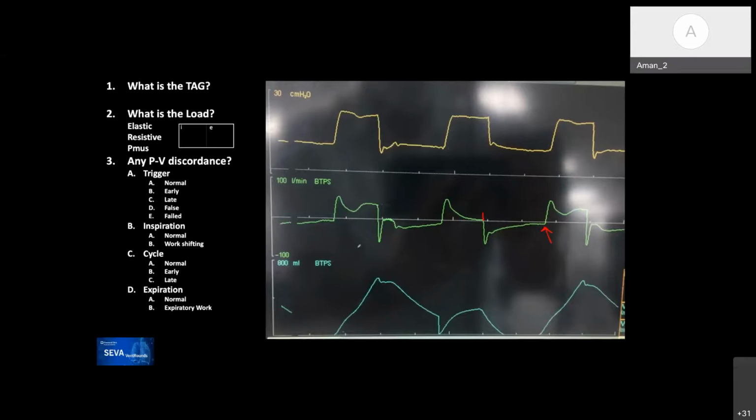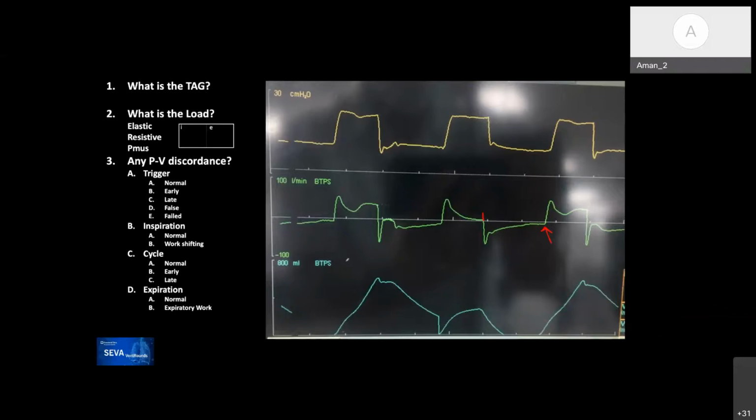And the cycle, it would be early, just because there's reverse triggering. So technically this would be early cycle, but that's more of a manifestation of early triggering in the first and third breath. And expiratory is mostly passive, so I don't see any major significant expiratory work.